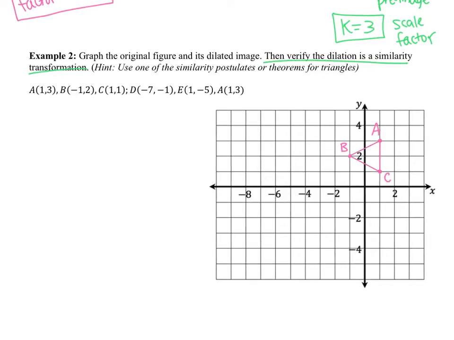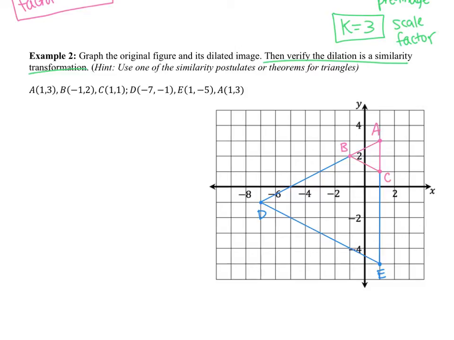There's the first figure. Make sure you're labeling those vertices. And there's the second figure. So notice they do share that point A. And so this is going to be one of those situations where the origin is not the center of dilation. So we can't use that quick little trick like we could have in the first example. So we need to confirm that this is actually a dilation. So we need to look at these two triangles.